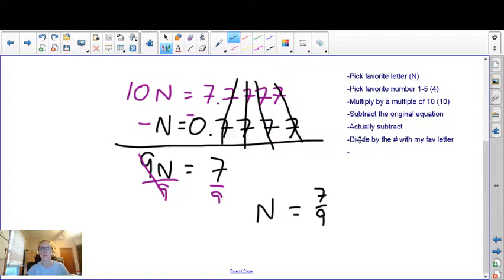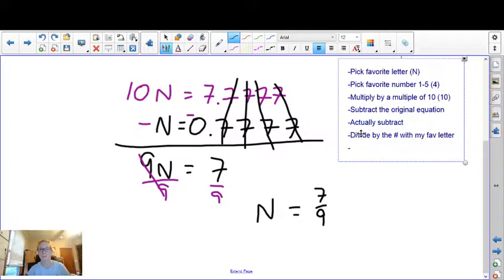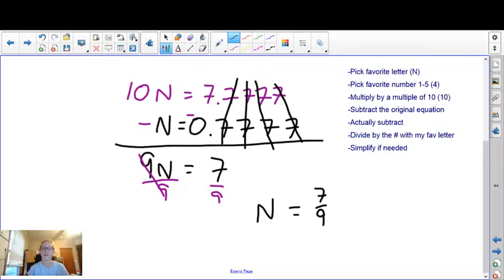And that last step was going to be simplify if needed. Again, 7 divided by 9 can't simplify, so therefore I'll just leave it. And then the idea here is to write that repeating decimal as a fraction, and I have a fraction now. I have the fraction of 7 over 9.